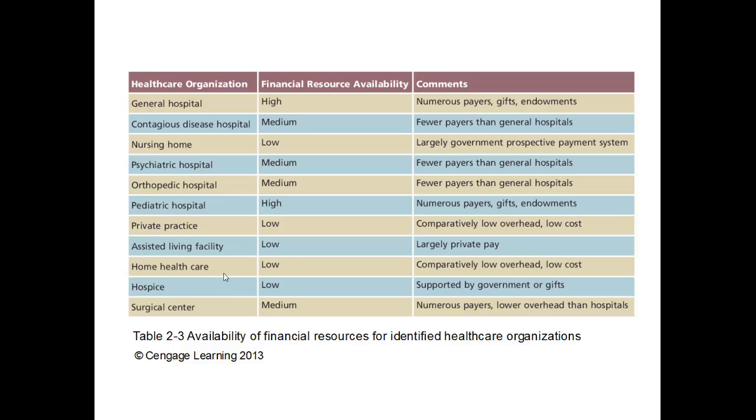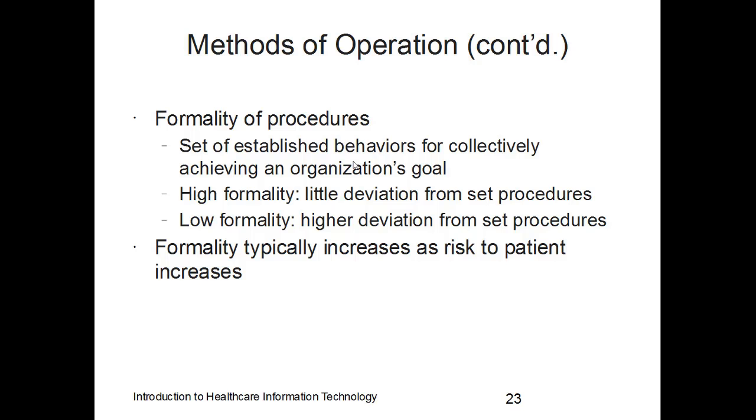Home health care would require a low amount of financial resources because there's a comparatively low overhead and a low cost relative to the other types of organizations we talked about. So again, different kinds of organizations will require different amounts of resources depending on what their focus is. Regarding the formality of procedures, this is a set of established behaviors for collectively achieving the organization's goal.